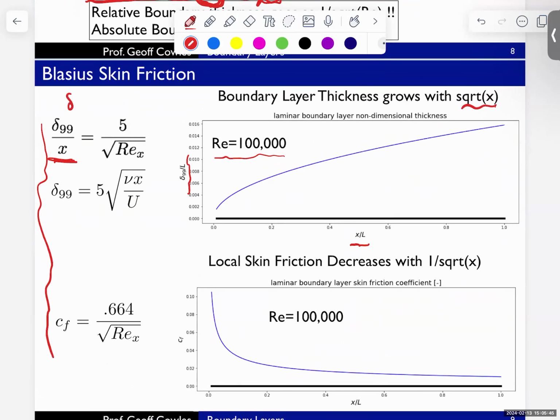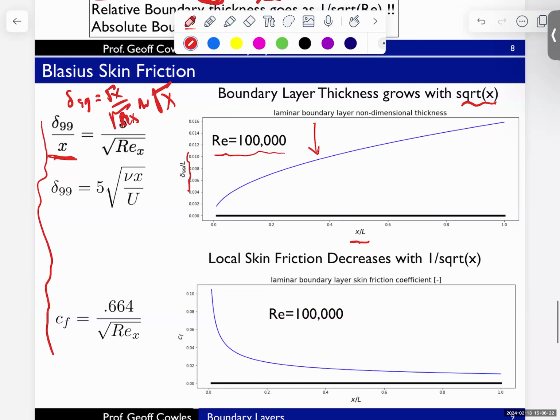If I solve for delta 99 in this formula, I have delta 99 equals 5x over square root of Reynolds number based on x. And if I go through the math, I'll find out that this is proportional to the square root of x. It tells me that the dimensional boundary layer thickness scales with x positively, meaning it grows. We already deduced that earlier. But the functional relationship between distance downstream of the plate, x, and the boundary layer thickness is a square root function. So it looks like a square root function as plotted here. That looks like square root of x. So it'll grow as square root of x.